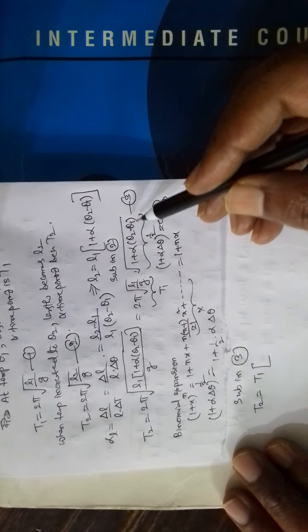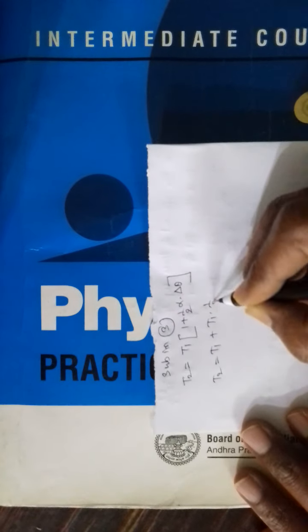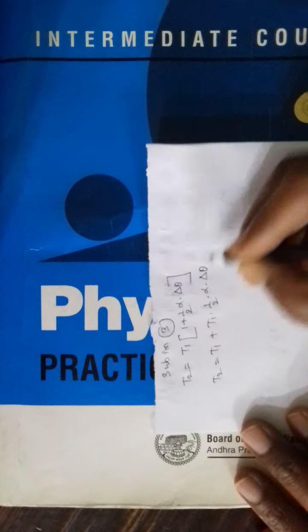Now let us substitute these in the third equation. T2 is equal to T1, and in place of this, the binomial expansion, 1 plus 1 by 2 alpha delta theta. Right. Now T2 is equal to T1 plus T1 into 1 by 2 alpha delta theta.